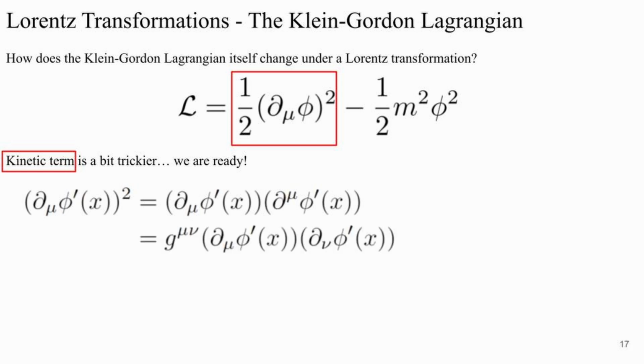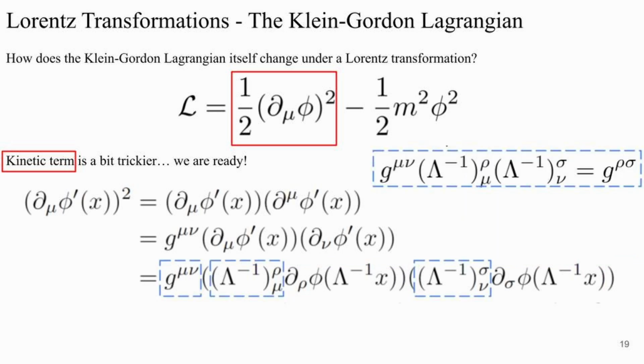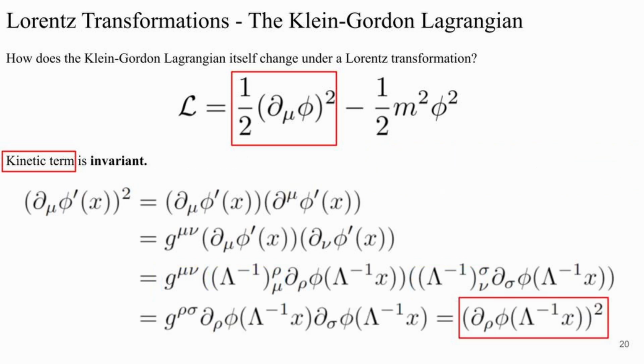So now we're ready to show that the kinetic term is Lorentz invariant. We start by expanding the squared and using the metric tensor to make both derivatives with lowered indices. This allows us to substitute in our earlier expressions for the derivative of the transformed field. We can go on a bit of a combo here and then use the second derivation of the Lorentz invariance of the metric tensor to rewrite the expressions in the blue boxes into a single metric tensor. We have successfully shown the Lorentz invariance of the kinetic term of the Klein-Gordon Lagrangian.